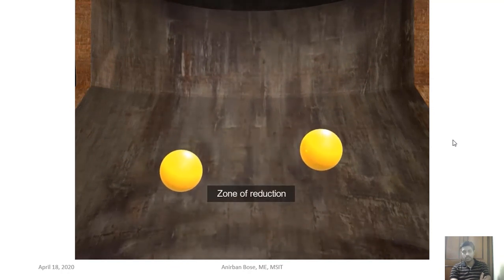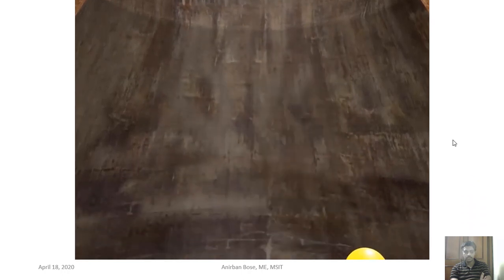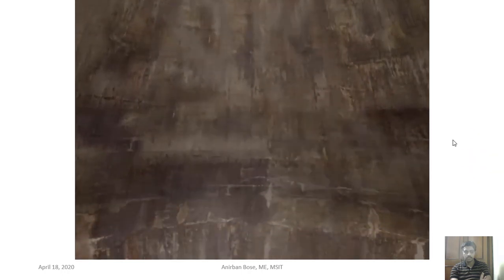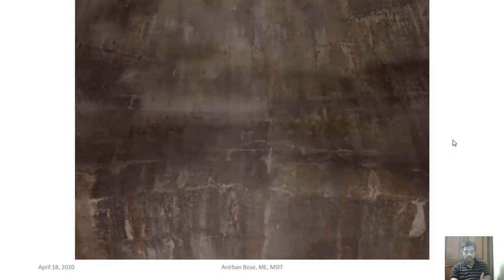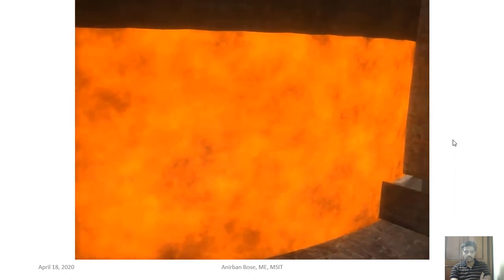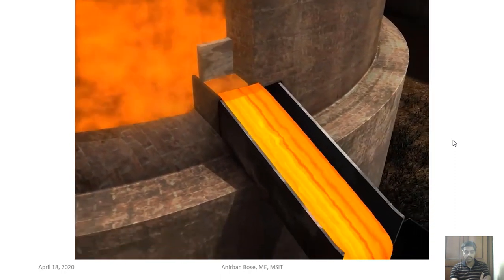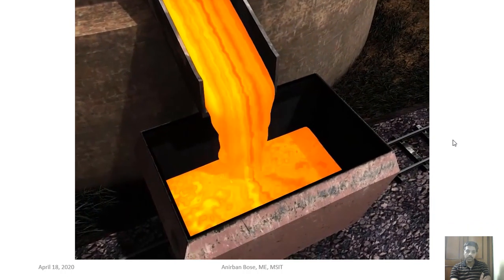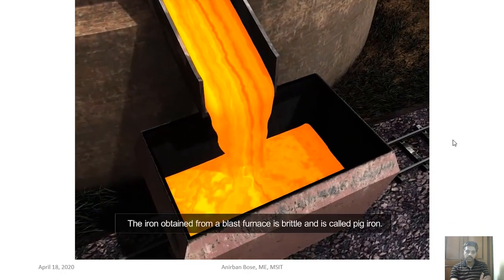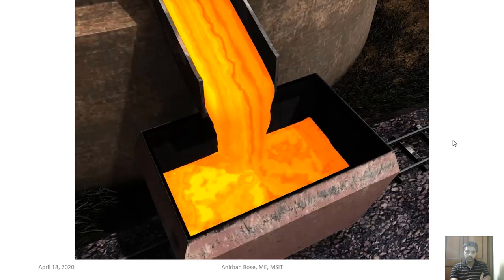As the iron descends through the hotter regions of the furnace, it melts. Lower down the furnace, where the temperature is high, any unreduced ore is reduced directly by carbon. The molten iron collects at the bottom of the furnace and is tapped periodically. It is poured into sand molds and allowed to cool and solidify. The iron obtained from a blast furnace is brittle and is called pig iron.